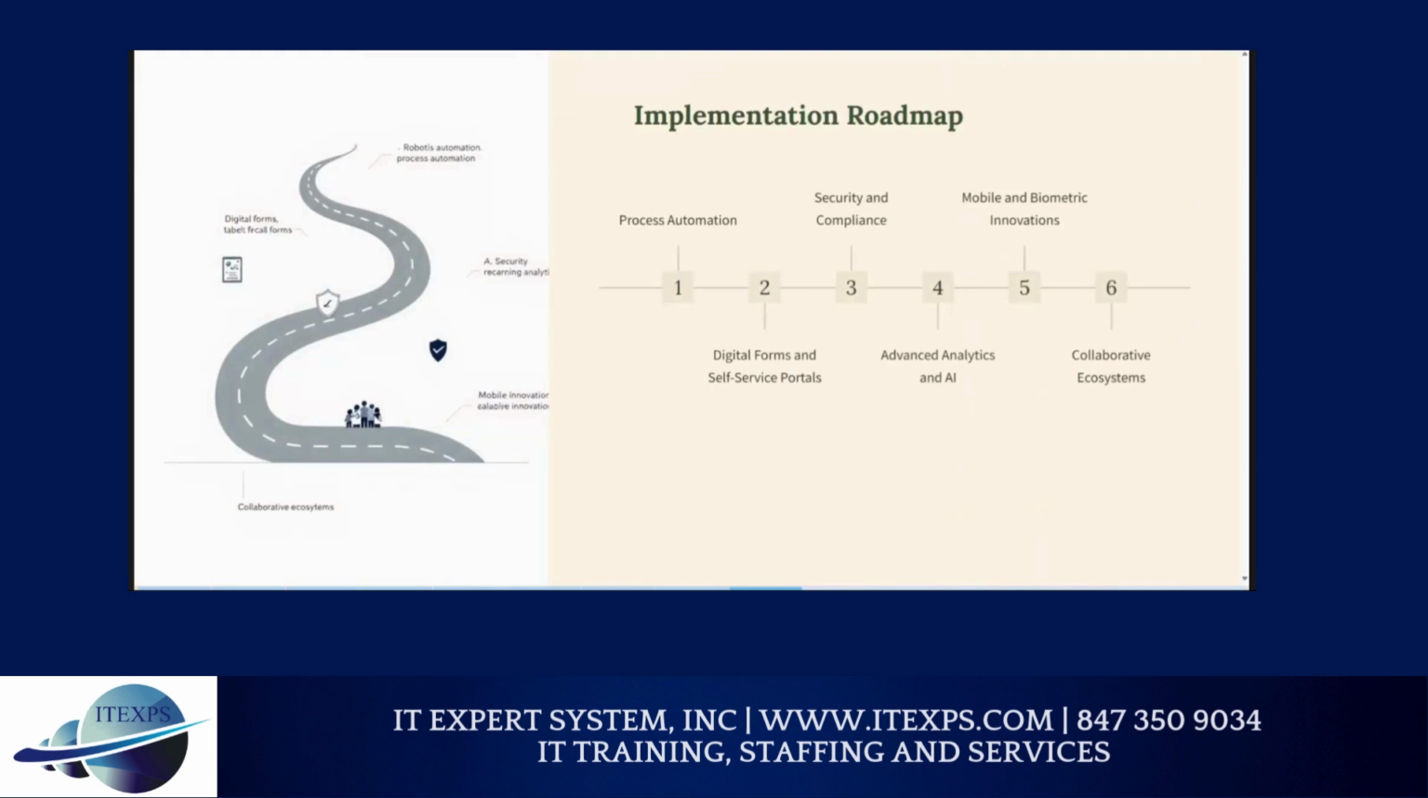AI-powered document analysis allows us to extract and verify information swiftly, enhancing accuracy and efficiency. Additionally, automated underwriting software assesses borrowers' eligibility rapidly, leading to faster approval decisions. Our next step is digital forms and self-service portals. Online application portals enable borrowers to submit applications, upload documents, and track their status in real time, enhancing transparency and convenience.